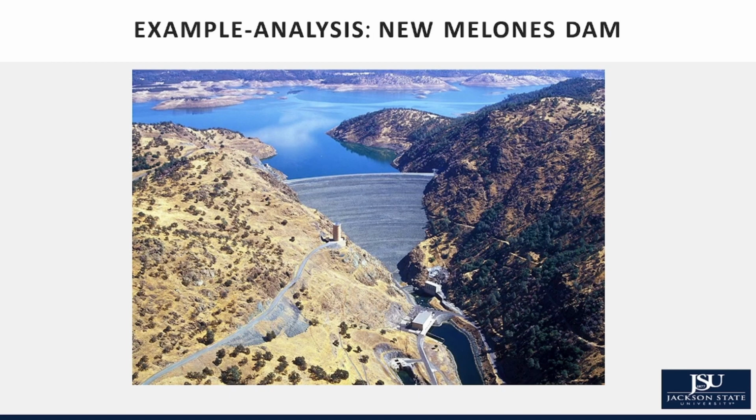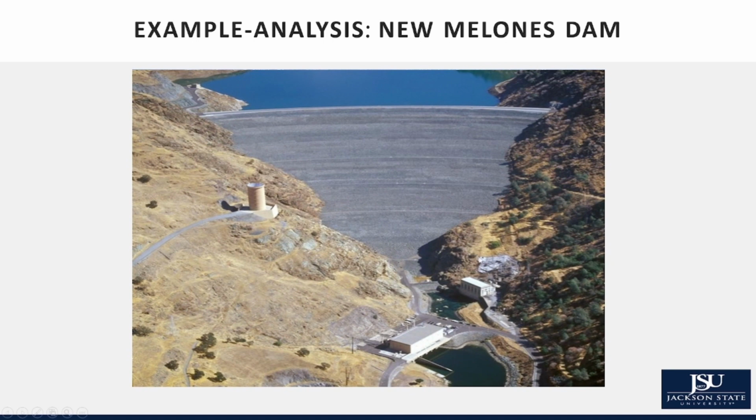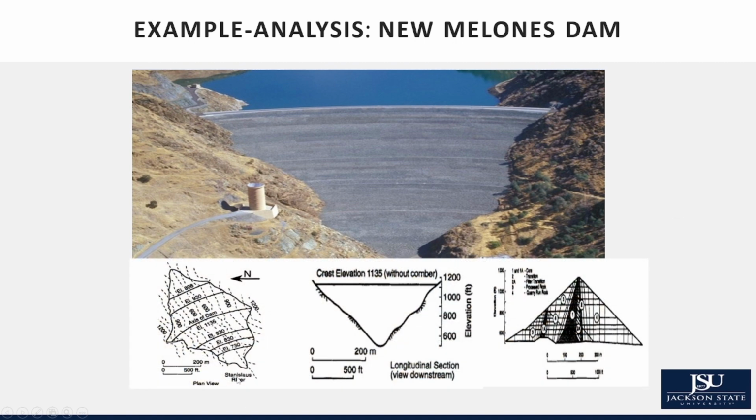Now I will talk about an example analysis of a finite element method on a real life case. Here in this picture you can see a dam, that is New Melones Dam. If you zoom in you can see that this portion is the dam, and on the upper side the water level is far different than the other side because of the implementation of this dam. So this dam was analyzed using finite element method. Here you can see the plan view of this dam and the longitudinal section, and also a figure that was implemented in the FEM model.